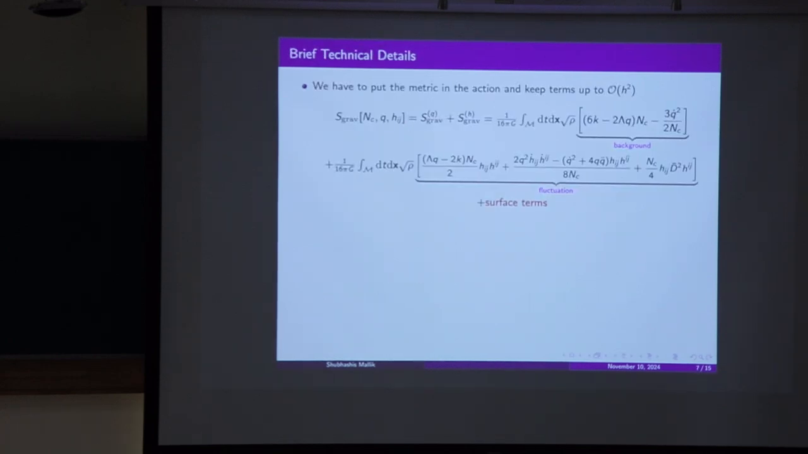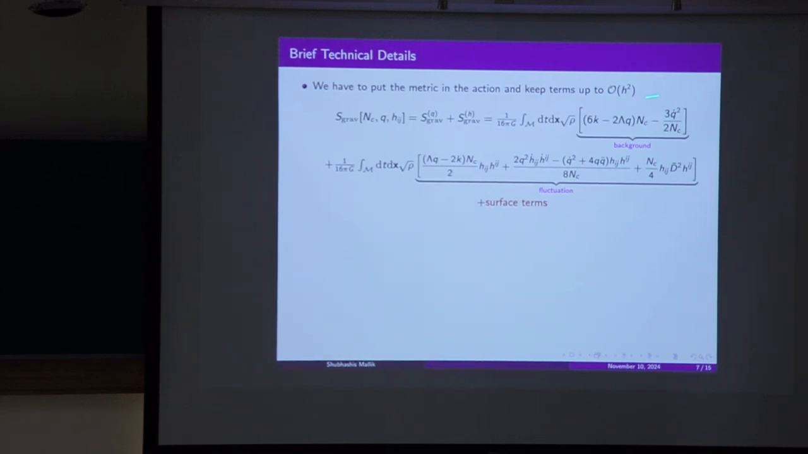Now these are the brief technical details. So we have the metric ansatz. We have to put in the Einstein-Hilbert plus the appropriate surface terms, and keep the terms up to quadratic in h squared. So I have kept in only the bulk terms here.